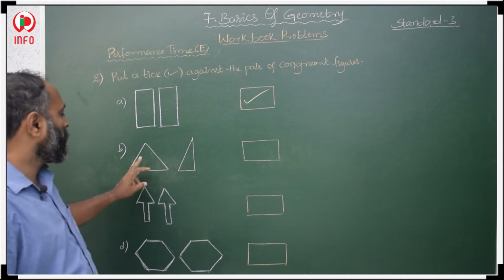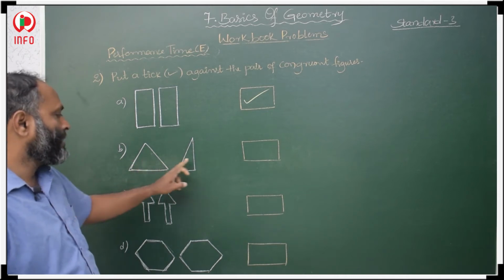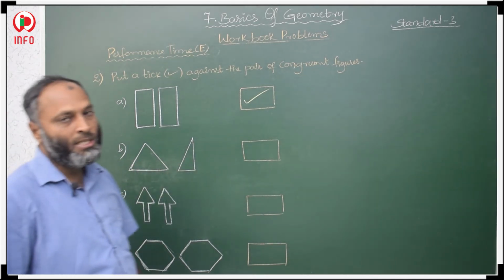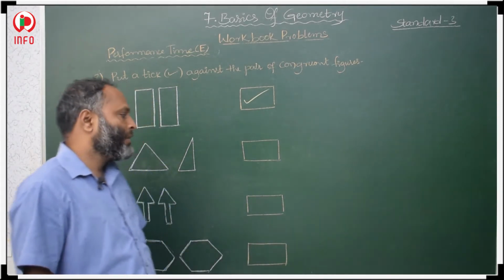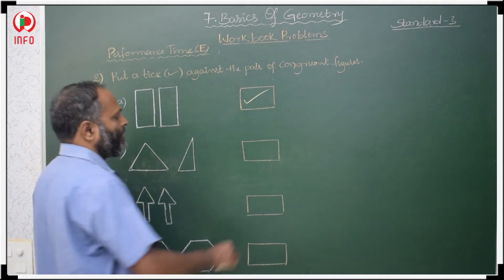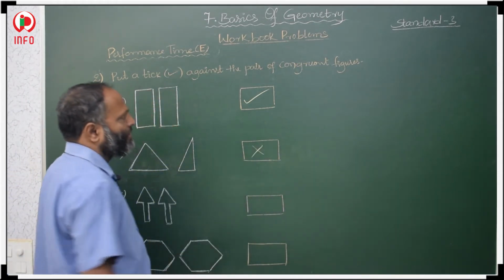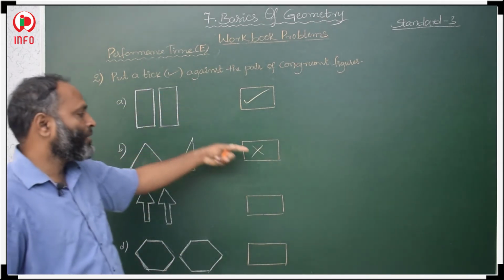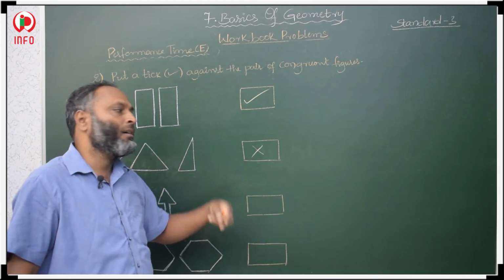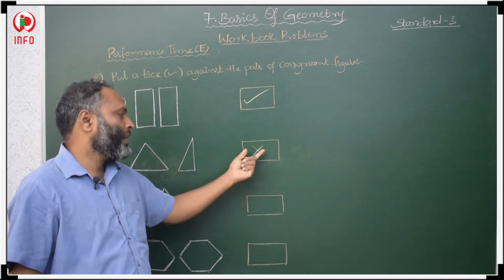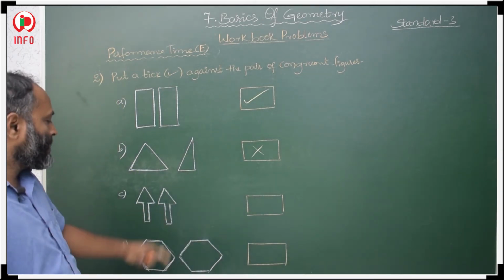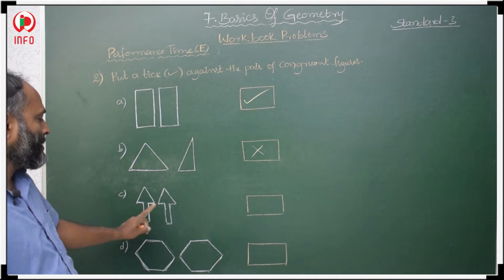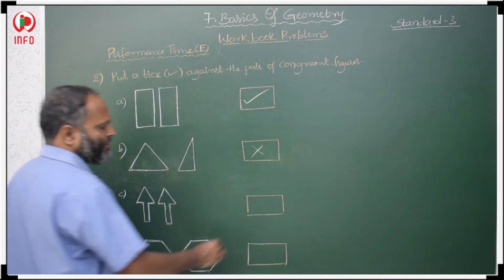Next, here triangles are given. This is one triangle, this is another triangle. These two triangles are of different size. They are not the same. So these are not congruent, meaning cross mark. Only tick marks are asked for, so a cross mark is not required. If you want, you can keep a cross mark or leave it as it is, but here I kept a cross mark. Two arrows are given. These two arrows are of the same shape and size, so these are also congruent.